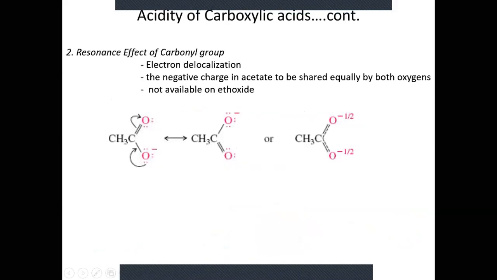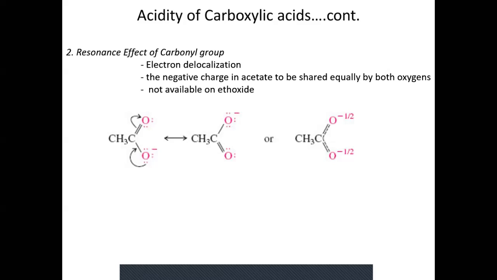The other thing that helps enhance the acidity of carboxylic acids is the resonance effect. Hopefully you remember this from last semester, but resonance effect is when the double bond can alternate between multiple positions. With a carboxylic acid, you always have this resonance effect. And why is the resonance effect important? The reason is that it can minimize the effect of the negative charge, because the negative charge is always flipping back and forth between the two oxygens.